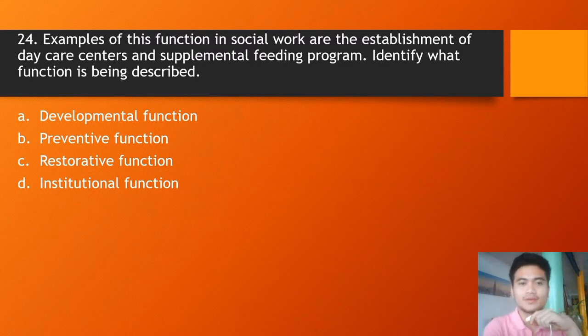Okay, number 24, examples of this function in social work are the establishment of daycare centers and supplemental feeding program. Identify what function is being described. Hindi siya pwedeng letter D, institutional function, kasi institutional function, kasabay yan ng residual, kasi hindi siya function. It is a perspective or how we should look at social welfare. We have two kasi, according to Orange Book. We have the residual function as well as institutional.